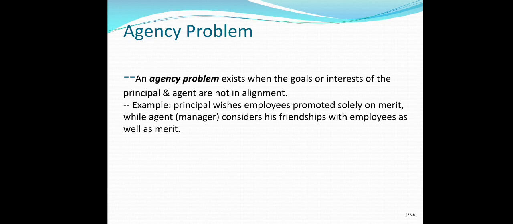Okay, see here the example. Principal wishes employees promoted solely based on merit, while agent considers his friendship with employees as well as merit. So I'm not sure about this example, but I'm sure that the goal or interest of the principal is different. According to the agency problem, the goal of principal is always different compared to the goal of the agent.